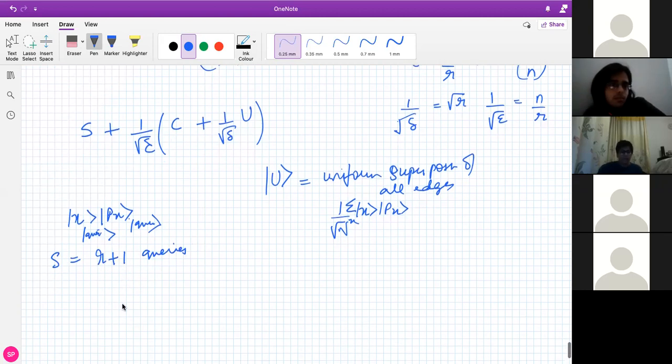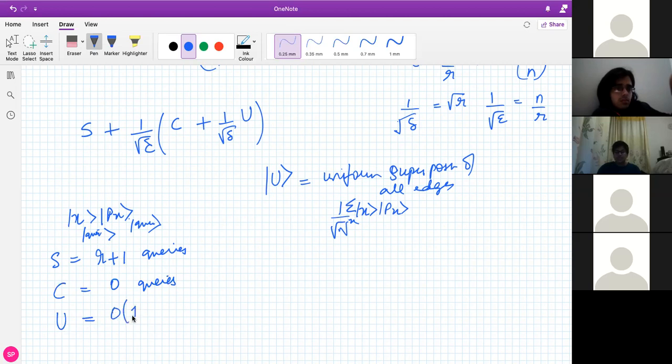Okay. My checking cost is going to be 0 queries, because what was I always checking? I was always checking whether the vertex is marked or not. But the moment I have queried the vertex already, whether there exists a collision, I can always check internally. I don't have to ask for the value again. So it is going to cost me 0 queries. But my update is going to be a constant number of queries.